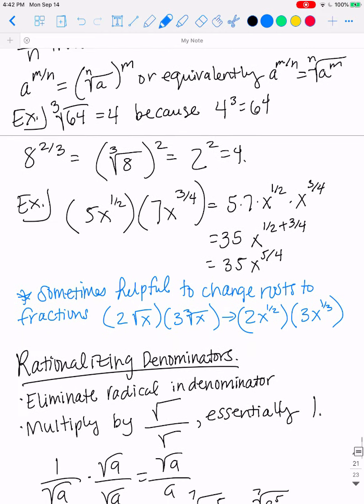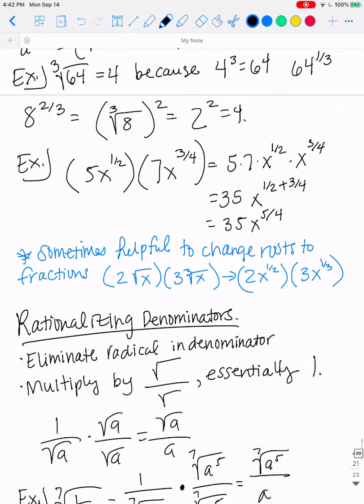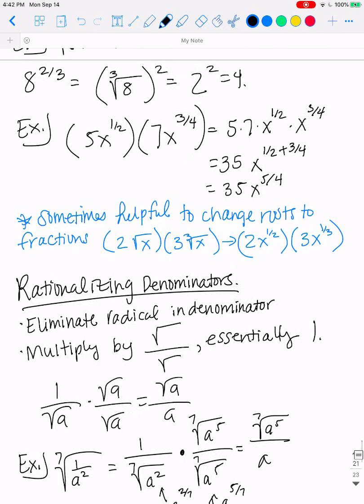An example is the cube root of 64. It's 4 because 4 cubed is 64. We could also write that as 64 to the 1/3. Here, in our example 8 to the 2/3, it makes sense to write the 2 on the outside instead of the inside because we know the cube root of 8 is 2. So we could do 2 squared equals 4.